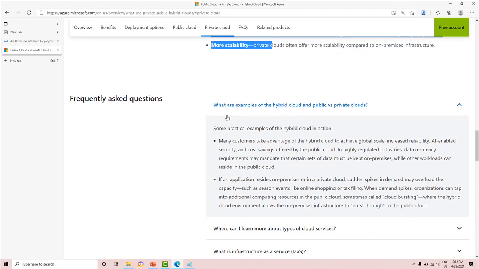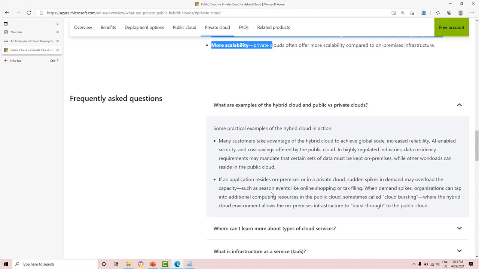And another category is called hybrid. It's a combination of public and private. So some customers take advantage of the hybrid cloud to achieve global scale, increased reliability. For example, an application resides on premise in a private cloud. Okay, so some organizations have some private cloud service. Because of high demand, they are not able to withstand the demand which is coming from the customers. So they take the service of the public cloud also.